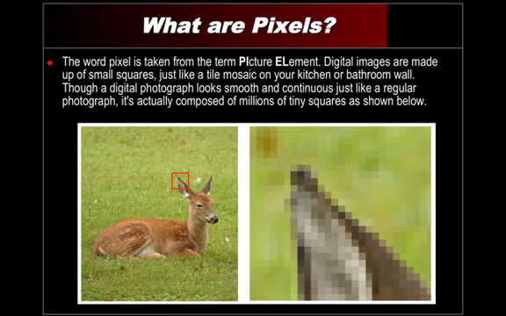So what are pixels? Well, pixels are probably understood a little bit better if you actually enlarge a small portion of a photograph, like this ear of the deer, and you can see it's really comprised of millions of tiny little squares, and those are called pixel elements.